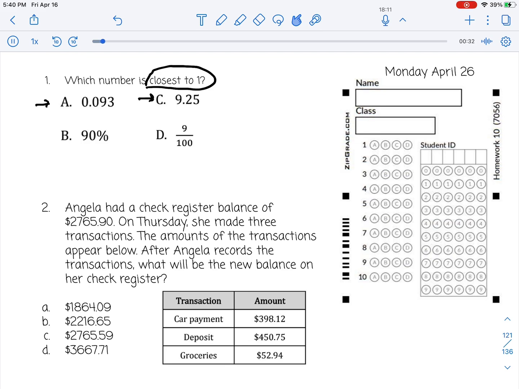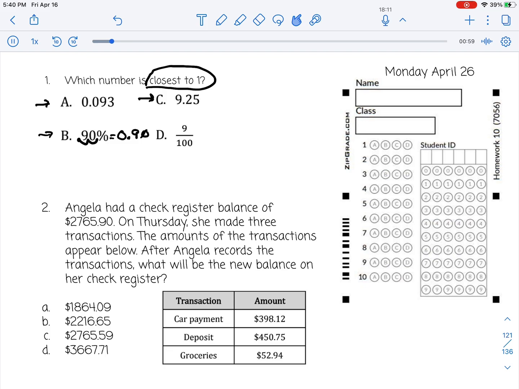Right here, B is at 90%. So if we remember, 90% behind the 0 and 90% is our decimal. So to convert it to a decimal, we just move it 2 places to the left. Remember that song? All right, here we go. 1, 2. So that is equivalent to 90 hundredths, but I'm going to drop the 0. I'm just going to say 9 tenths.